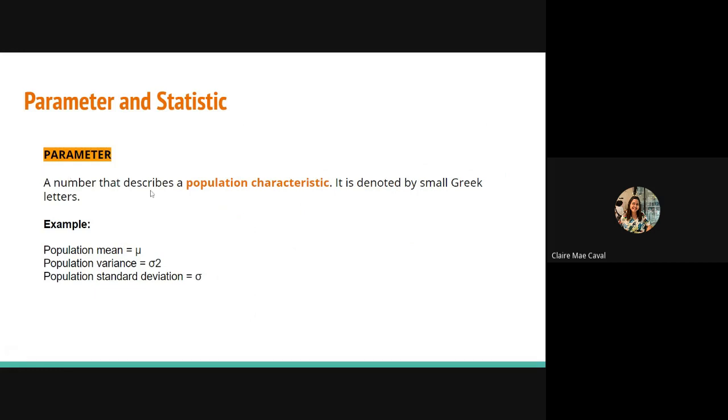So again, parameter describes a population characteristic class. Okay? How about statistic? Statistic is a number that describes this time a sample characteristic, and it is denoted by small English letters. So example, sample mean, sample variance, and sample standard deviation. As you notice, it's denoted by small English alphabet letters. So again class, parameter, population characteristic, statistic, sample characteristic.